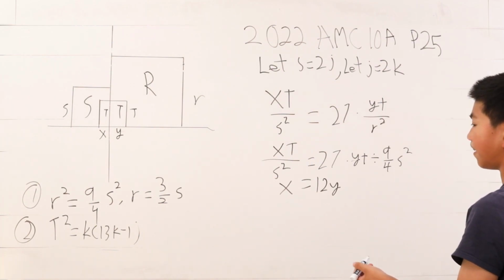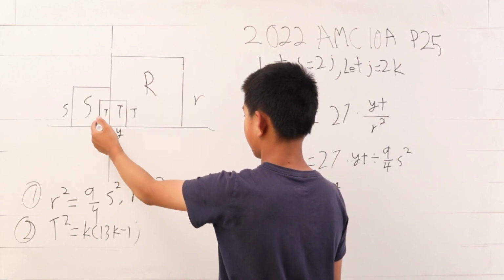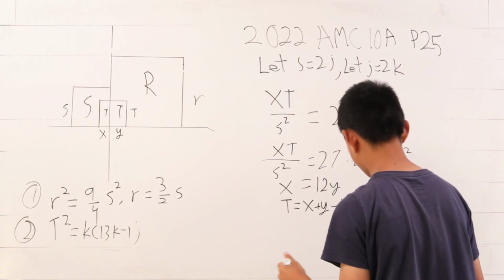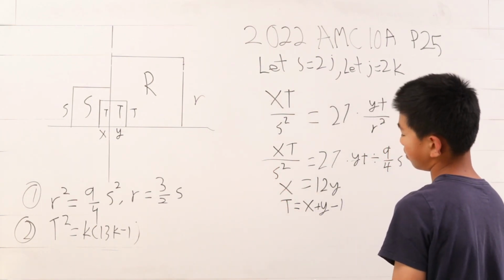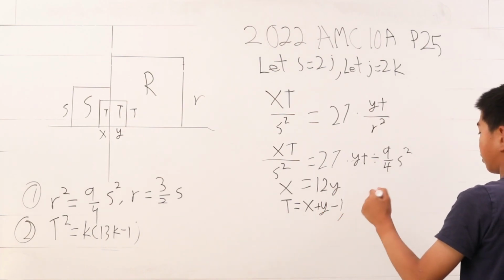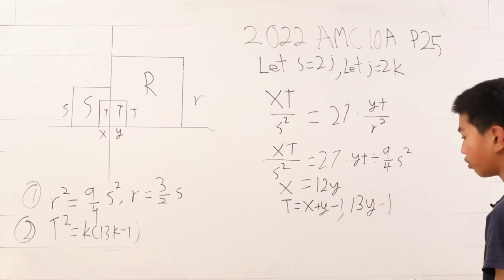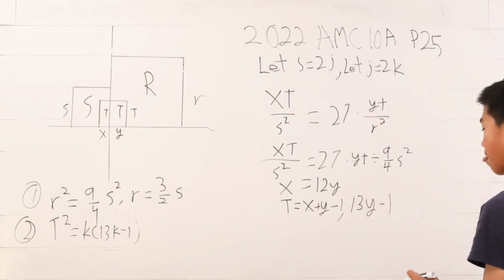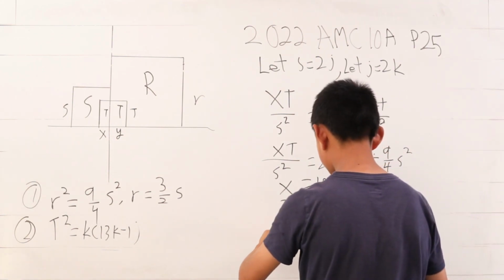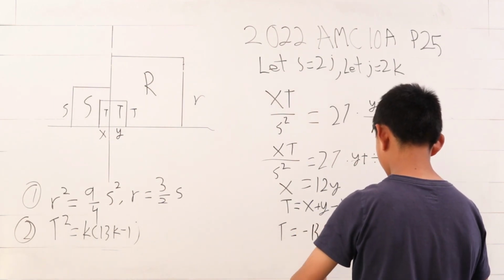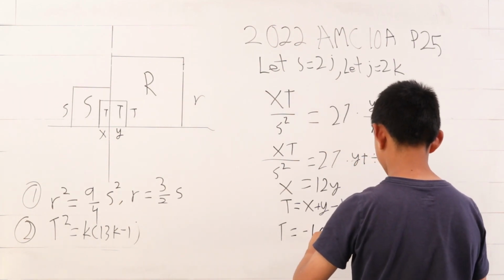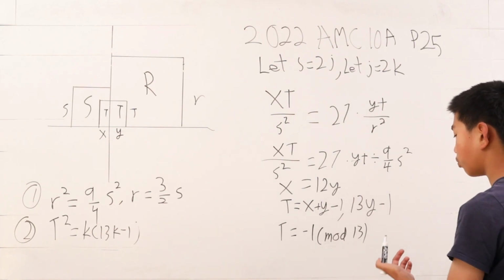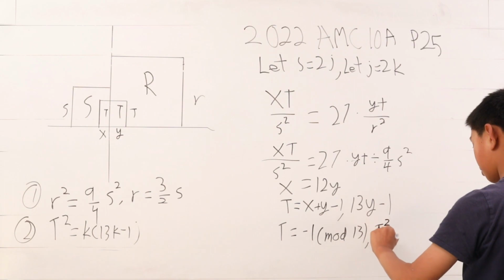So from this, we can get the formula for t. This is side length t, x, and y. So t here is x plus y minus 1 because there's that one point where it's combining, you could say. So t is equal to, well, x is 12y here, so 13y minus 1. We can really just use some modulo operators to help us solve this problem. T is essentially negative 1 mod 13, since it is 1 less than a multiple of 13. So t squared is equal to 1 mod 13.